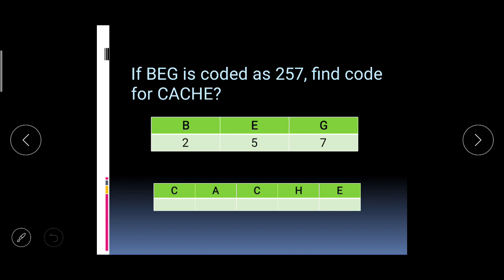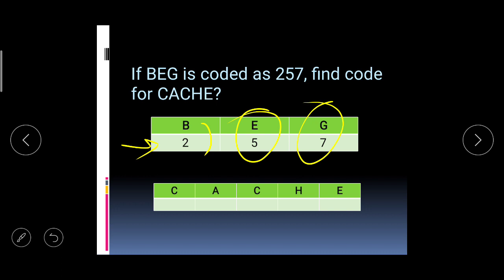Okay, you see, there are no letters common. C is there in the question but there is no C in beg. There is no A. So we need to now establish a pattern. If you don't find any pattern, just go with the position. Just start writing the positions. What is the position for B? That is 2. What is the position for E? That is 5. And what is the position for G? It is 7. So the code is directly representing the position of these letters.